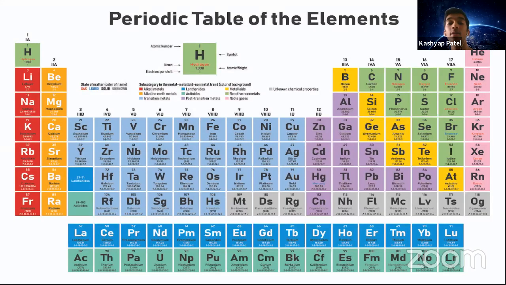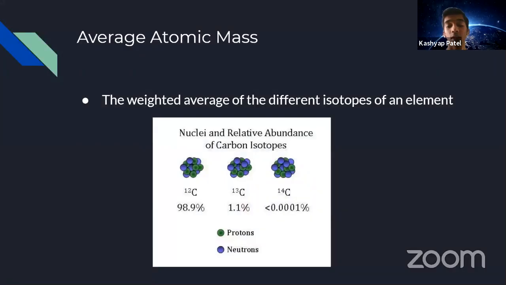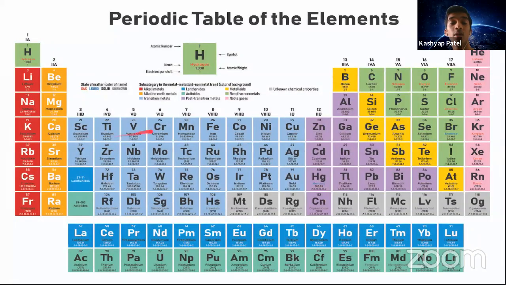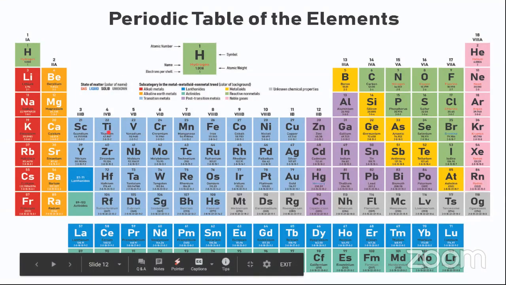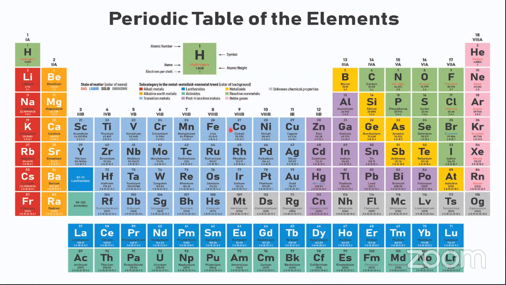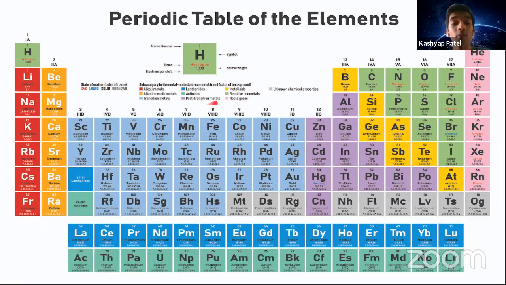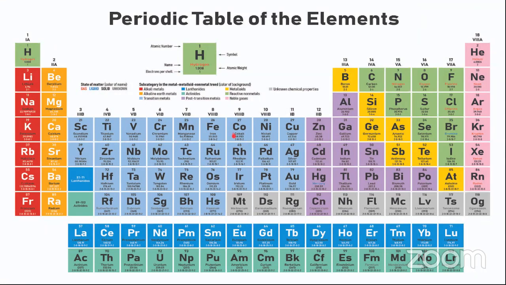So a question. Can someone tell me the average atomic mass of iron from this periodic table? 26. This is Hubert. Hubert says 26. Are you sure? Iron. I mean 8.